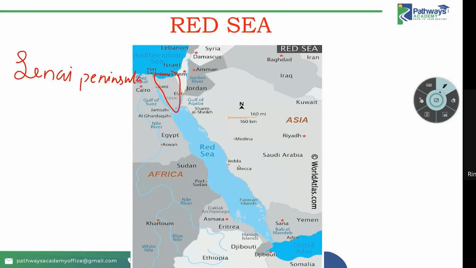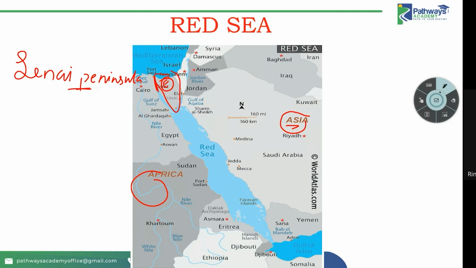In which nation is the Sinai Peninsula situated? Egypt. Actually, it is the part of Egypt which lies to the east of the Suez Canal. The territory of Egypt which lies to the east of the Suez Canal is known as the Sinai Peninsula, the part of Egypt that comes in Asia. Egypt mostly lies in the African continent, but some part of it comes in Asia. That part is known as the Sinai Peninsula.